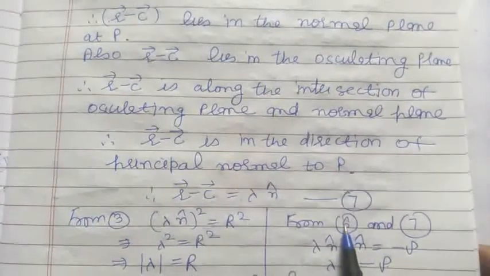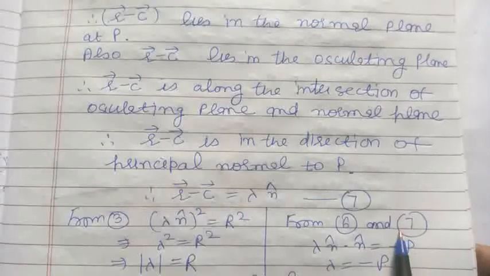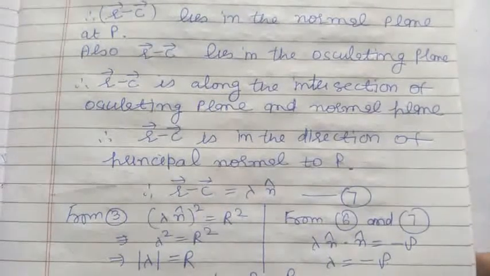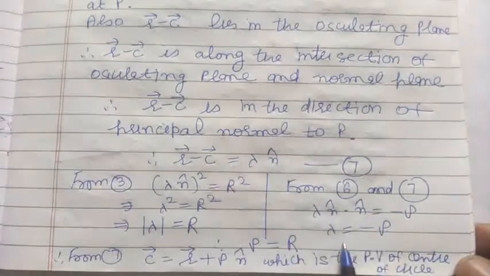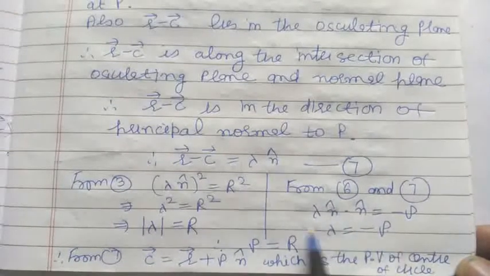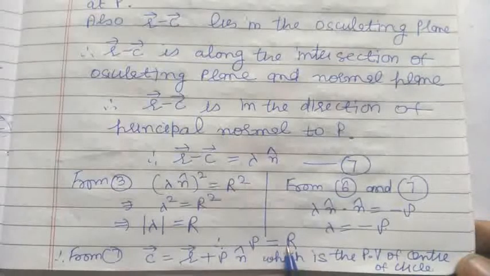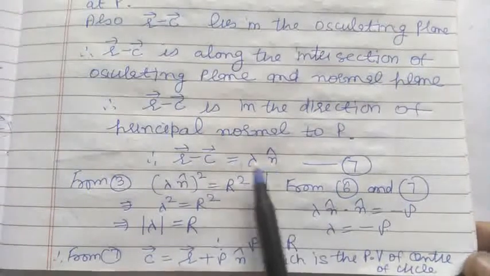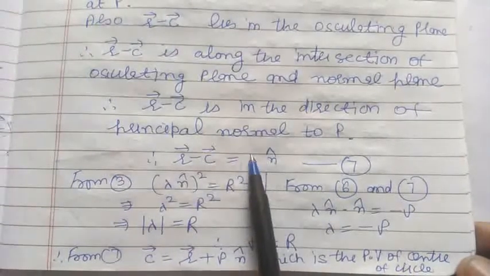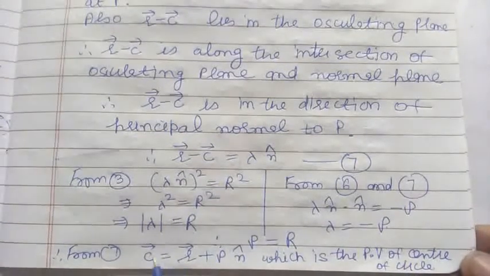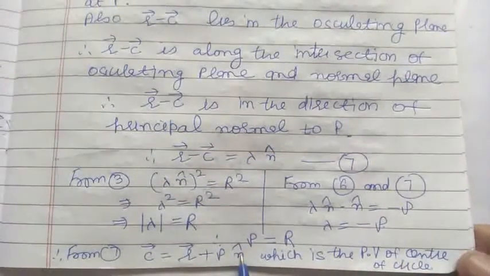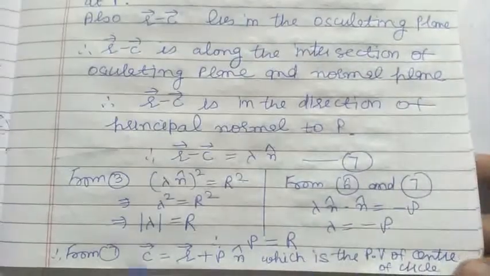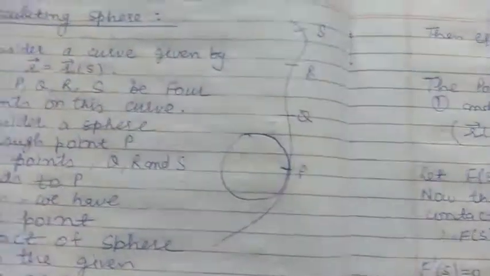Now again from equations 6 and 7, substituting the value of vector r minus c in equation 6, we get lambda n cap into n cap is equal to minus rho. Now n cap dot n cap is 1, so from here lambda will be minus rho. Now from these two equations we have rho is equal to the radius of the circle. Thus from equation 7, substituting the value of lambda, we get the vector c is equal to vector r plus rho into n cap. So this is the position vector of the center of the osculating circle. So this was how to find the radius and the center of the osculating circle.